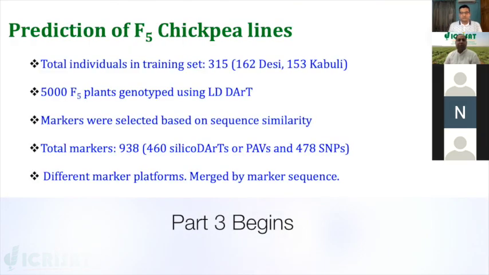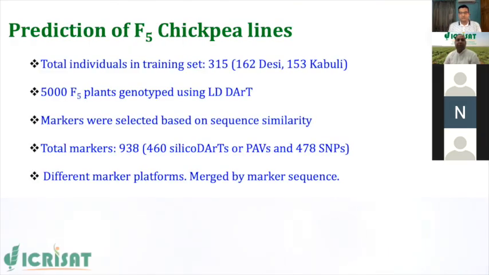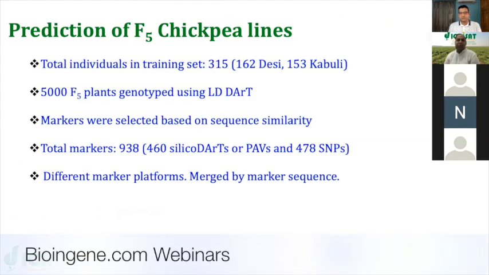For the analysis we use a total of about 315 population, the training population, and about 5,000 F5 plants, genotyped using LD DArT markers. When we genotype, there are two different methods, because when we're talking about 5,000 plants, I cannot genotype them with high-density or high-cost genotyping systems. So we started to talk with DArT.